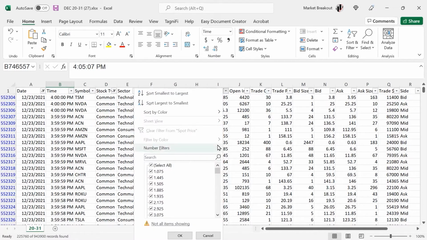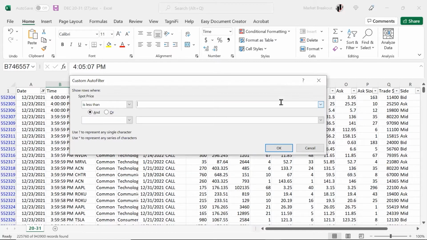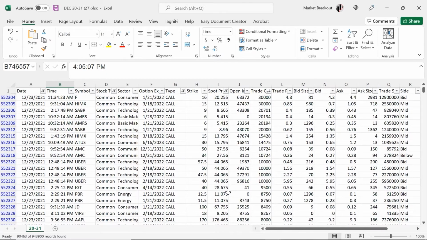Okay, and first of all, I need to set some filter. Spot price less than like 500. Okay, and first of all, we sort by trade quality, largest to smallest. Yeah, this takes some time.